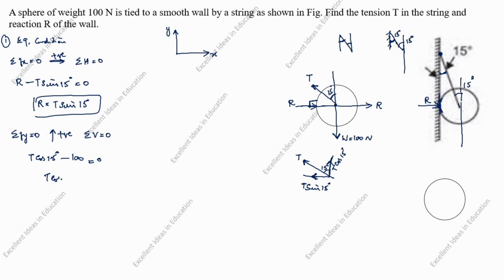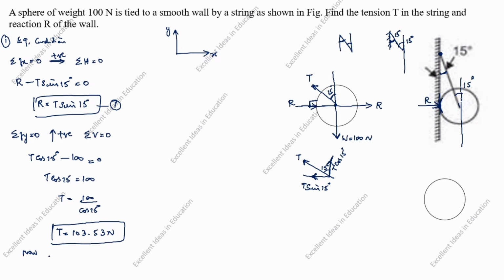T cos 15 degrees equal to 100. T is equal to 100 divided by cos 15 degree. T is equal to 103.53 Newton. This, we will take it as first equation.